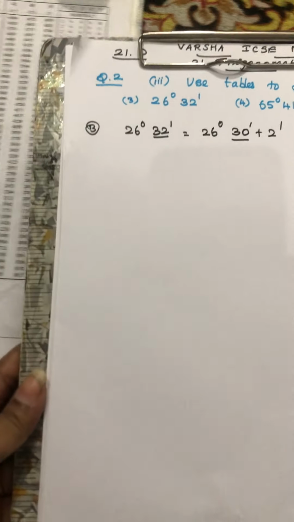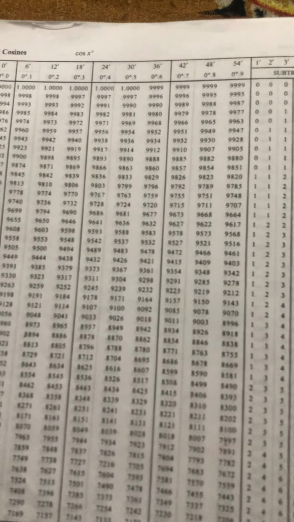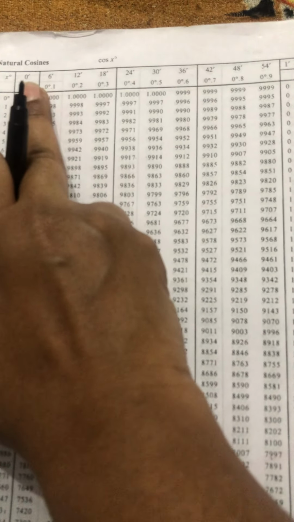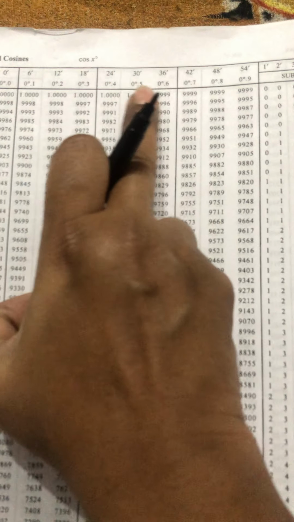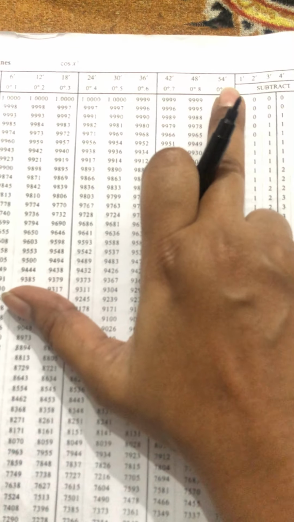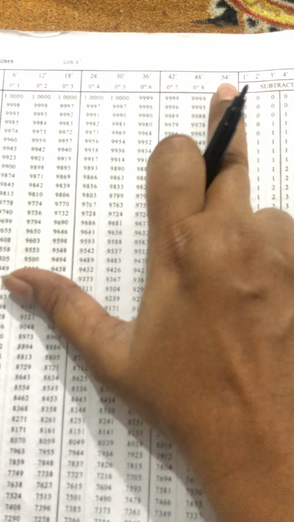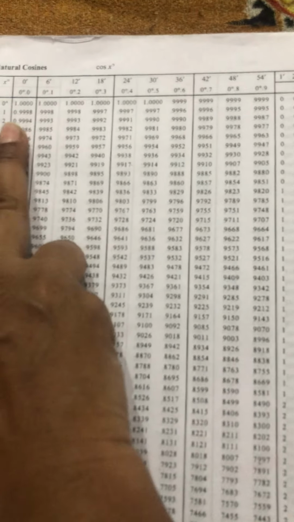Because 60 minutes will convert into 1 degree, and 60 seconds will convert into 1 minute. See in the table, these are natural cosines: 0, 6 minutes, 12, 18, 24, 30, 36, and it ends with 54. If it is 60 minutes, that will convert into a degree, so 1 degree will come here.